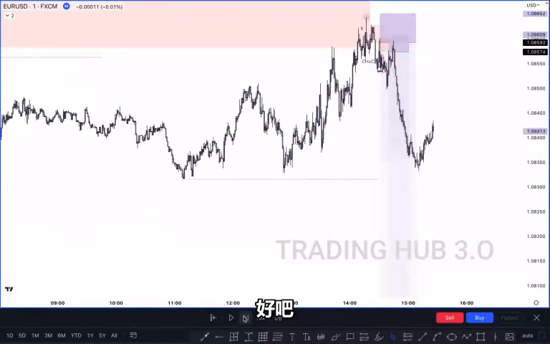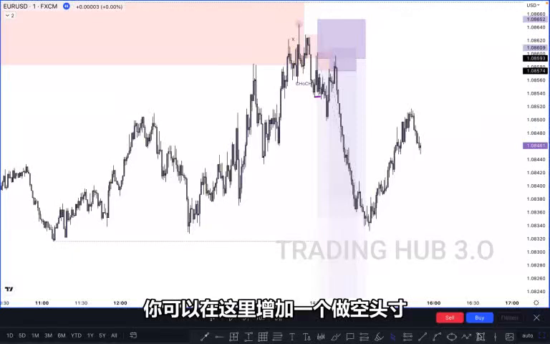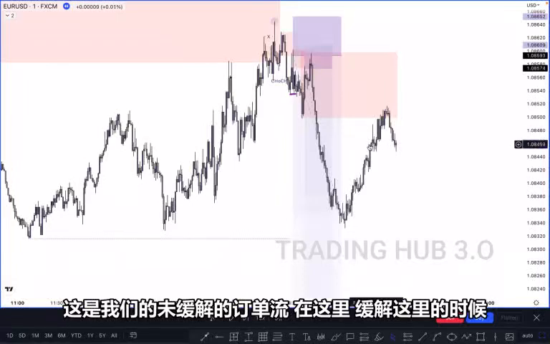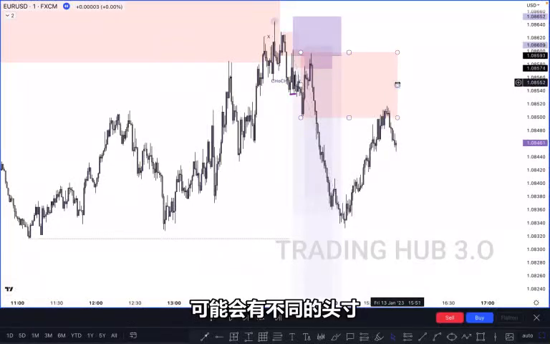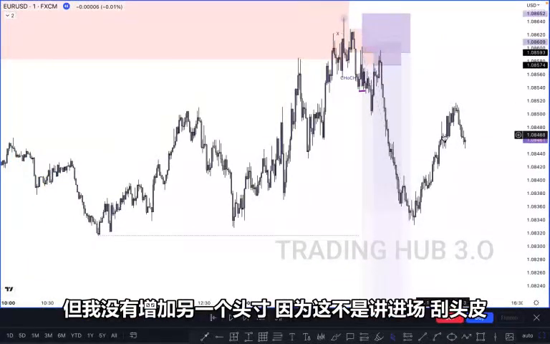So what is happening here, let's see. You can simply sell here for the next position as per this one. This is our unmitigated order flow, which one is here, and it is mitigated here, and you can add one more position. Different positions are possible here, but I'm not adding any other position because this is not part of the entry scaling.